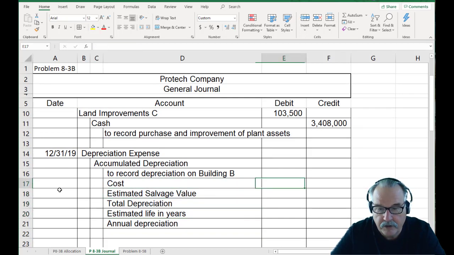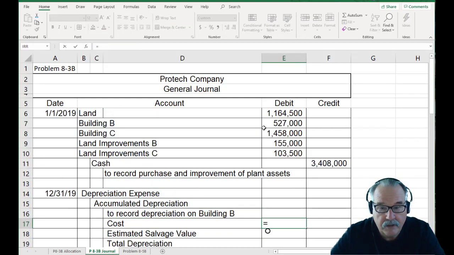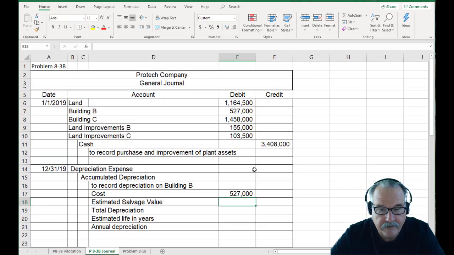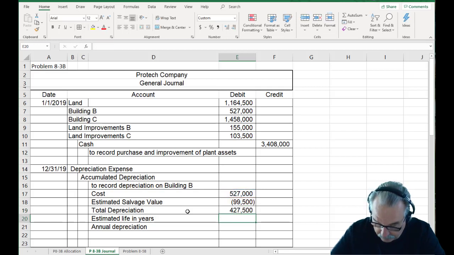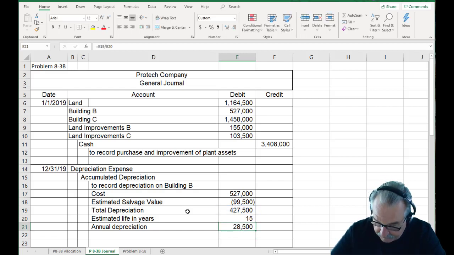So the cost in this case, and I'll just link it from up above, is 527. And let me make this a little smaller so you can see both, okay? Our estimated salvage value, they gave it to us in the book, was $99,500. So our total depreciation is $427,500. This is a 15-year life. So my annual depreciation is $28,500.